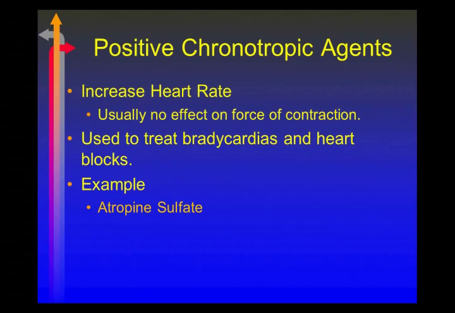So for symptomatic bradycardia and things like second degree type 2, third degree heart block, atropine sulfate. Atropine. You have to know all the drugs that begin with vowels. Oh, I'm kidding. So atropine is a drug that we would use to speed up the heart rate.